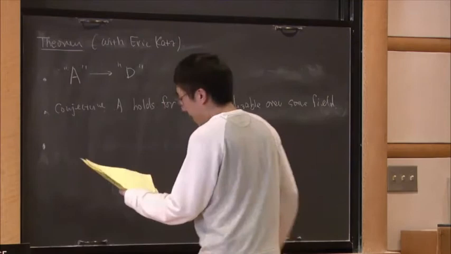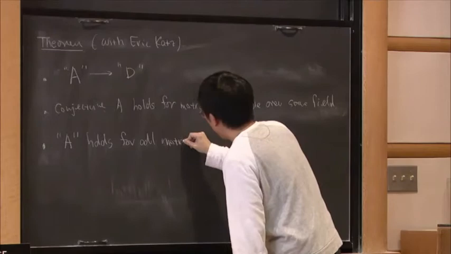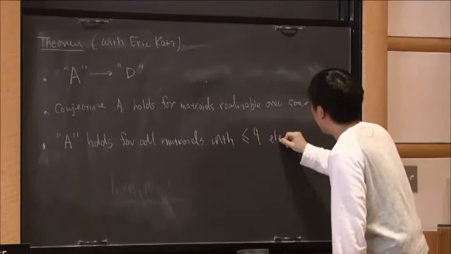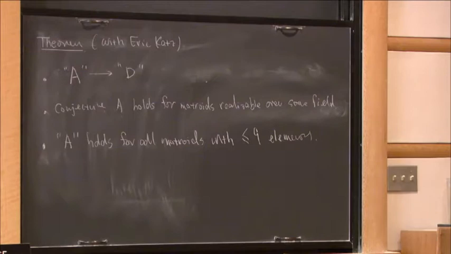And we have computer verified that A holds for all matroids with at most 9 elements. I guess there are about 300,000 non-isomorphic matroids. Most of them are not realizable over any field, but still they satisfy what would be a Hodge-Riemann relation.